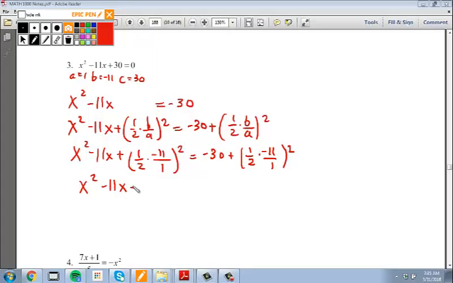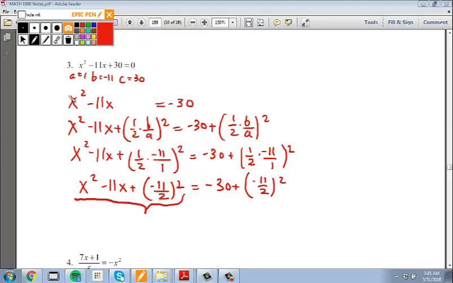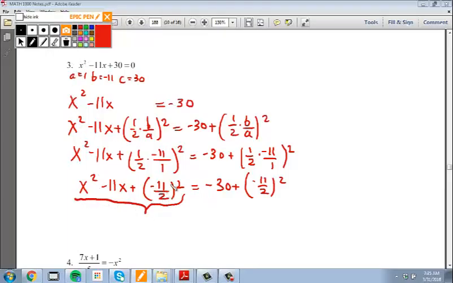So, again, I'm just going to simplify this inside. Negative 11 over 2 squared. Negative 11 over 2 squared. Now, remember what I said about this. You don't need to multiply this out here.